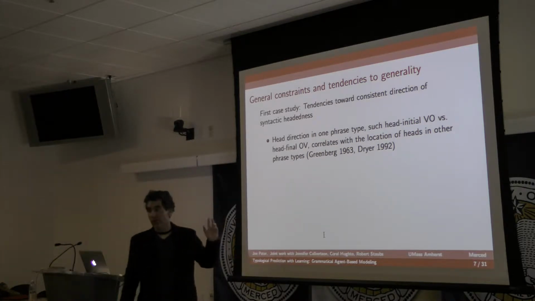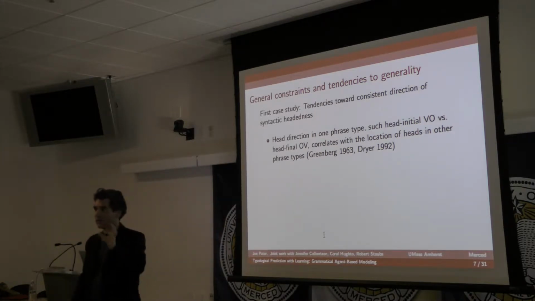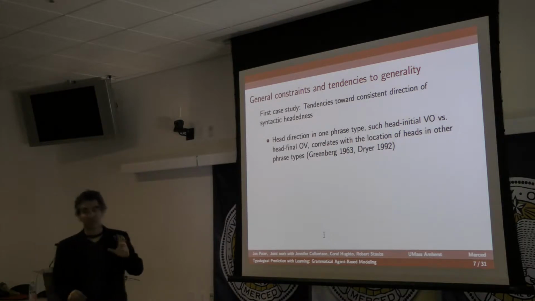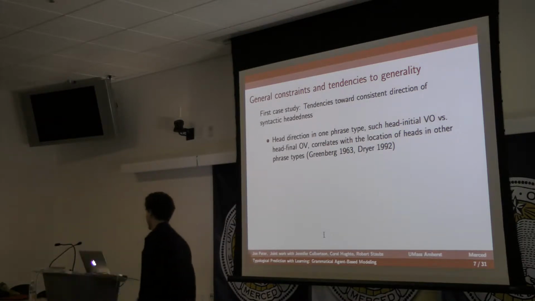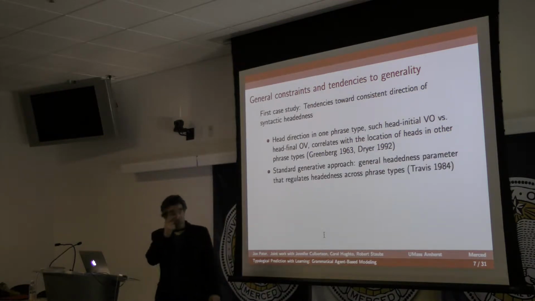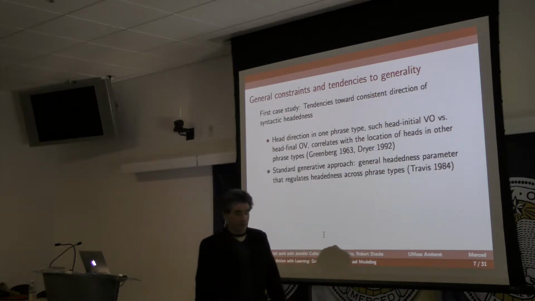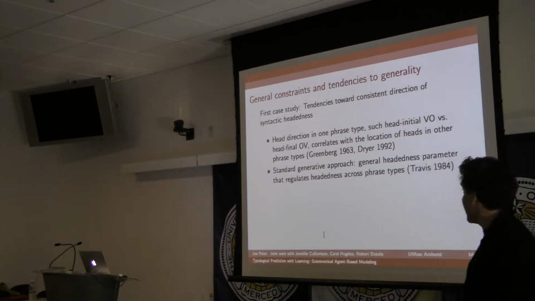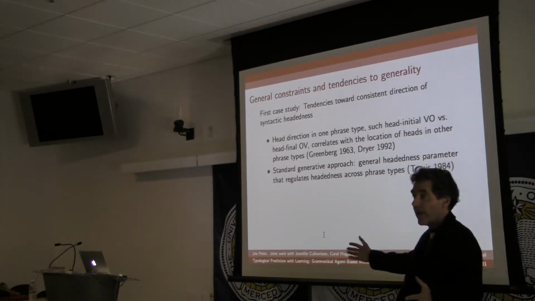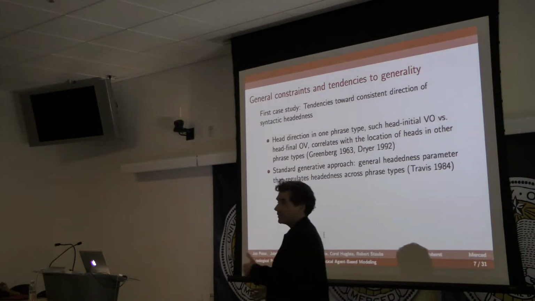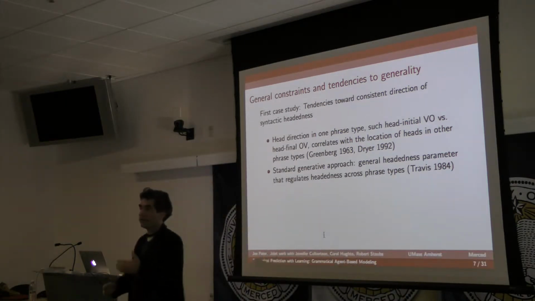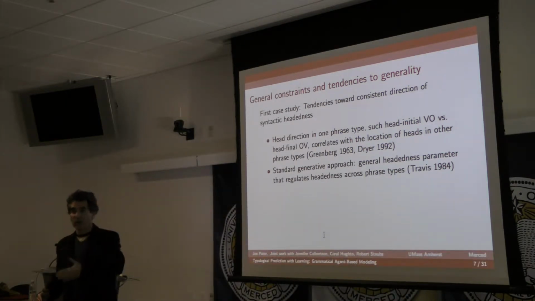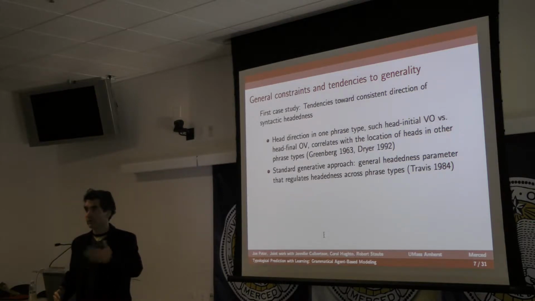And Dryer has a very nice paper in Language where he looks at the relative strength of these correlations across different kinds of phrase types. The approach to this correlation in standard generative grammar is to say that there's a general headedness parameter that regulates headedness across phrase types. You say, my language is either head initial or it's head final. There's just one parameter that's set, and it regulates headedness for all phrases.